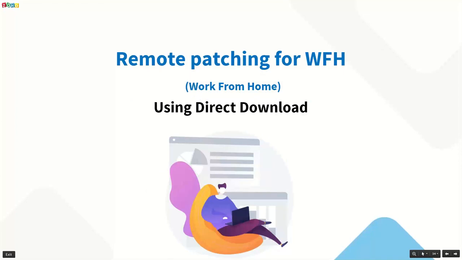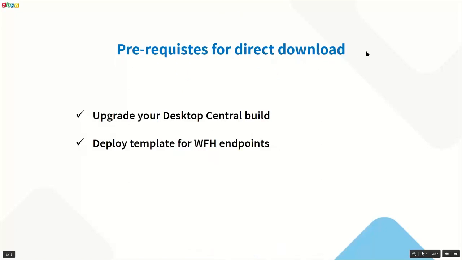Using direct download for the work from home machines. Desktop Central offers a feature called direct download. This is to conserve bandwidth for the above mentioned VPN users. The agents can now directly download the patches from the internet without any dependency from the Desktop Central server. There are some prerequisites to enable the direct download. Please ensure you're running the latest build version of Desktop Central and push out a simple configuration to allow the VPN-connected work-from-home endpoints to download the required patches directly from the internet without any dependency of the Desktop Central server.